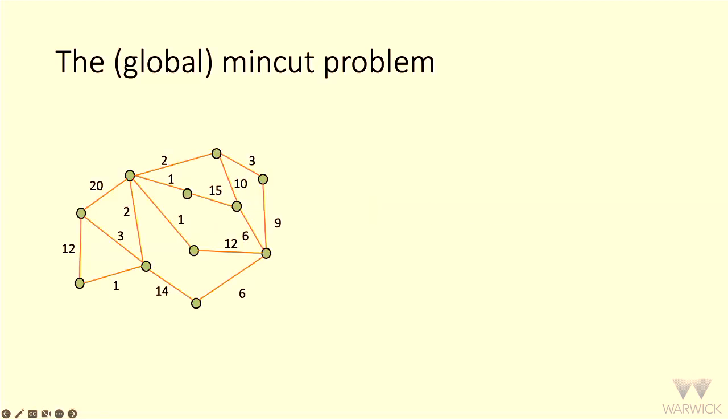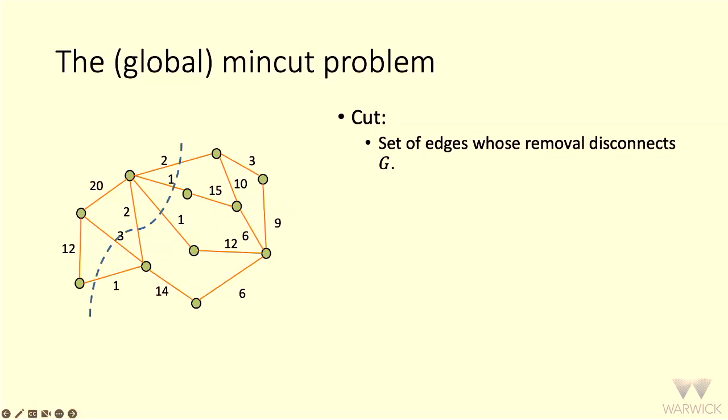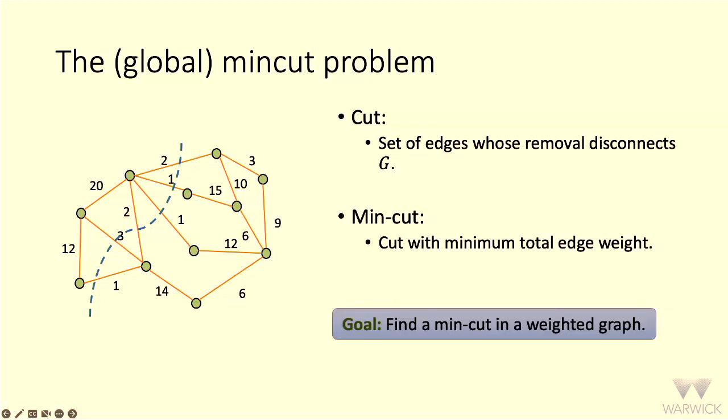So let's just define the problem. You have a graph. A cut, you already know, is just a set of edges whose removal disconnects the graph, and the min cut is the cut with minimum total edge weight. The goal is to find a min cut in a weighted graph. For the timing, let's just skip this word weighted. Let's just look at simple graphs for now.